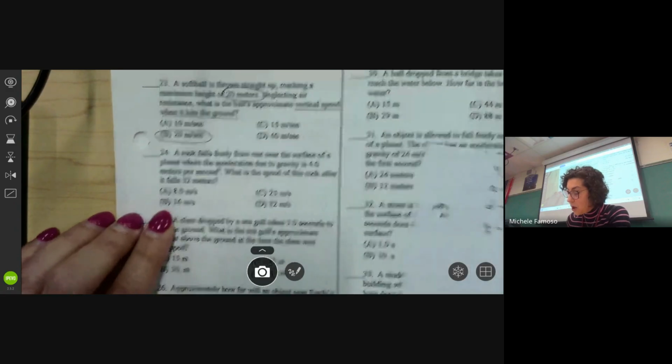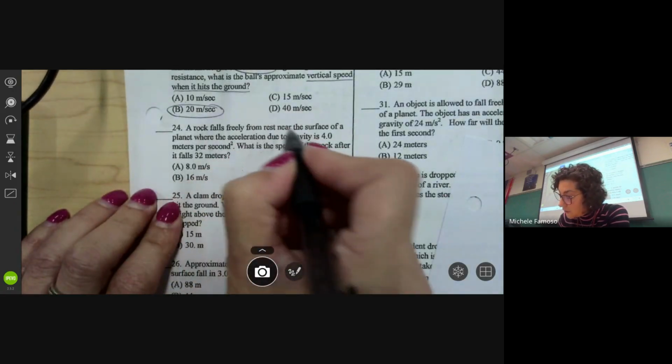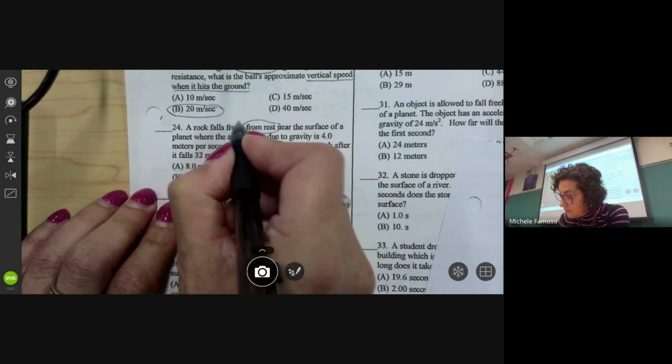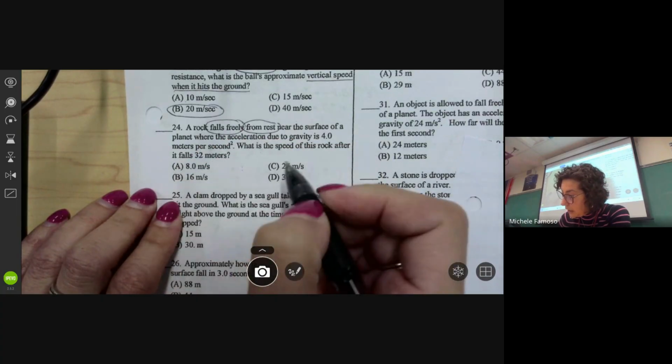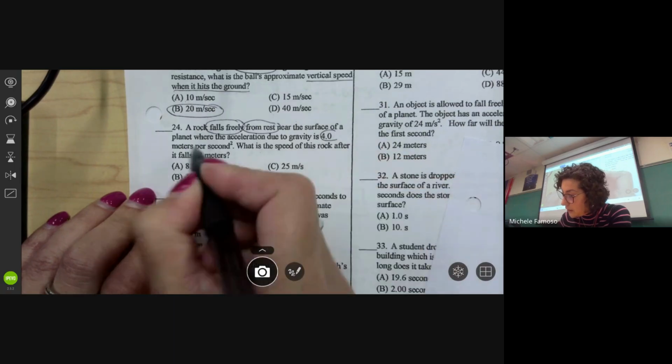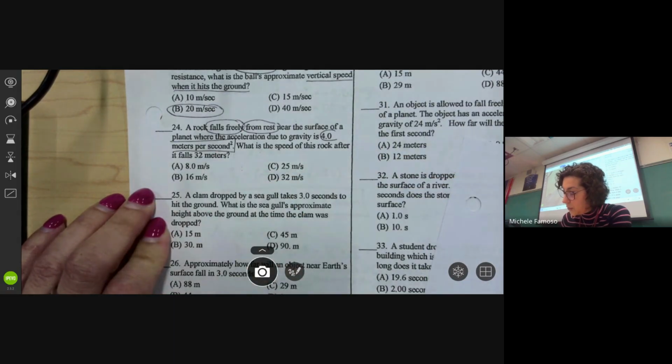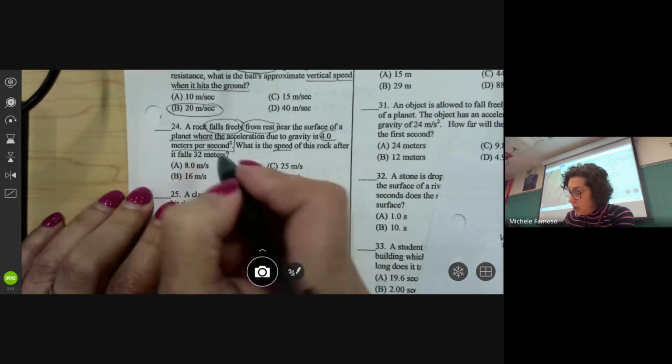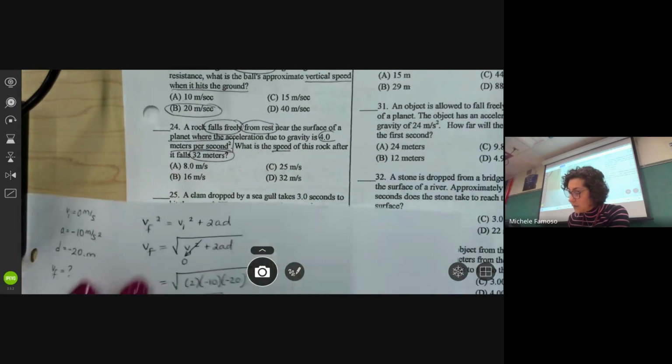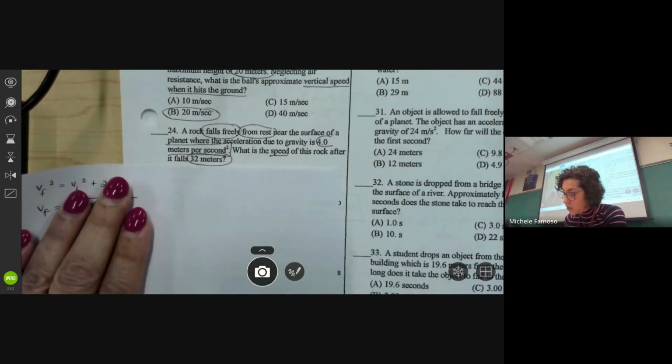So in 24, we have a rock that falls freely from rest near the surface of a planet, and the acceleration due to gravity on that planet is 4.0 meters per second squared. What is the speed of the rock after it's fallen 32 meters? All right, so let's list our givens for this question.